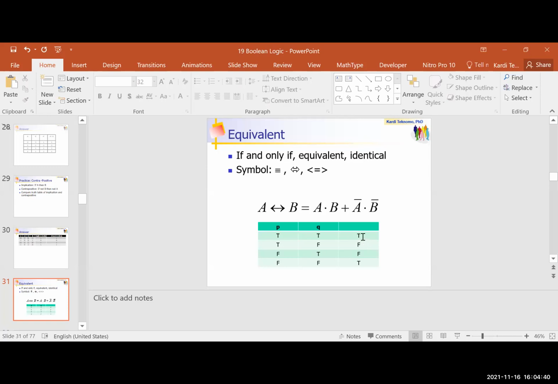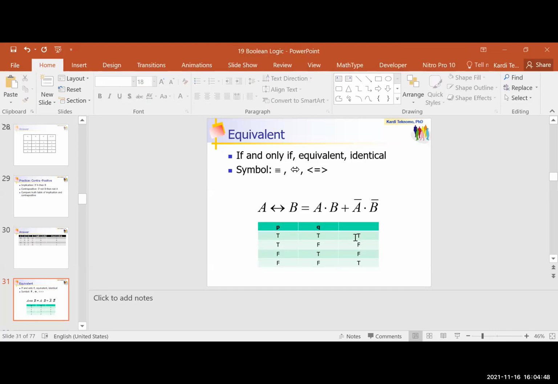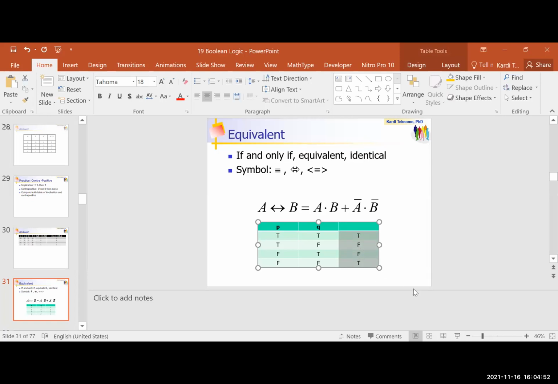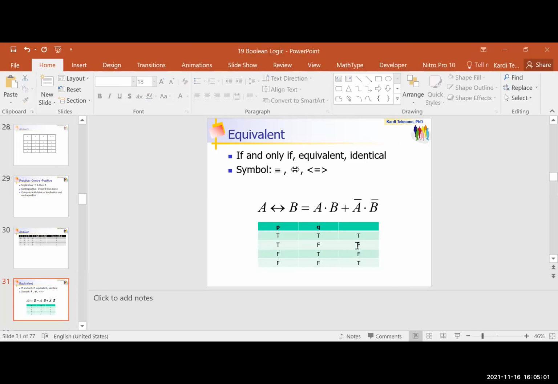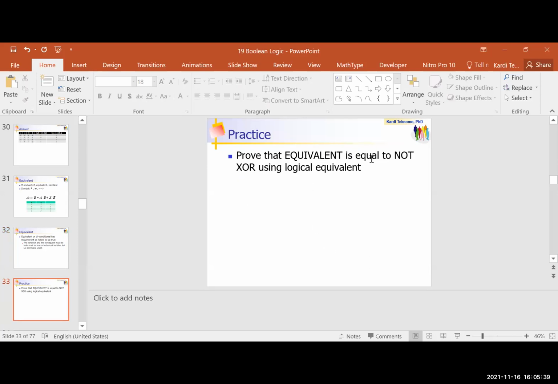You see here, this is exactly the reverse of what? If you look at this pattern, this is exactly the inverse, or NOT, of what? XOR. XOR. Very good. Yes, this is the same as XOR, but NOT XOR. So equivalent is basically NOT XOR. So be careful. Equivalent means biconditional. It requires that both the condition and consequence must be both true or both false, but we don't care which one. So equivalent is equal to NOT XOR.